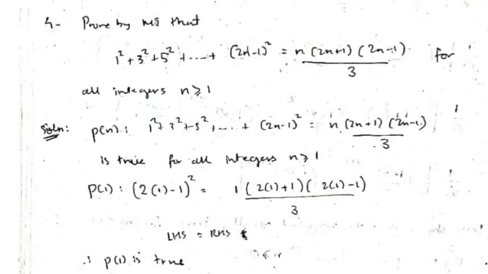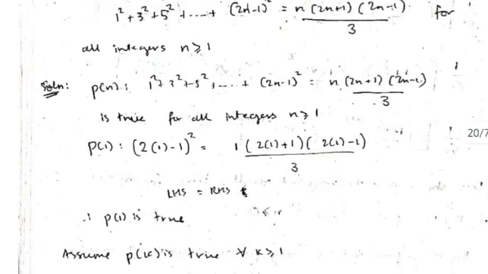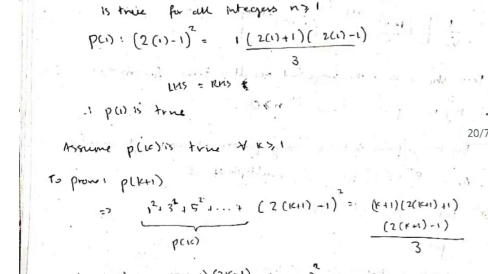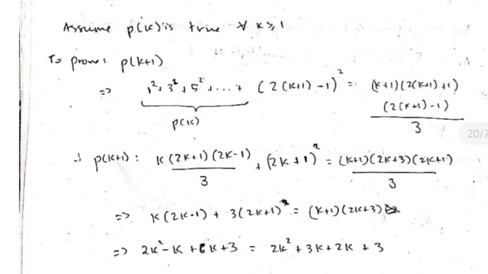Okay, in this question first we will take p of n. We will write this question here. So for the first step, for p of n, write what the given question is, and after that p of 1. After that for p of 1, substitute the value of n as 1, and find out what you will get in LHS and RHS. Okay, so after that if it's equal, then you'll write p of 1 is true, then write p of k in the same form as n, then prove the same for p of k plus 1.